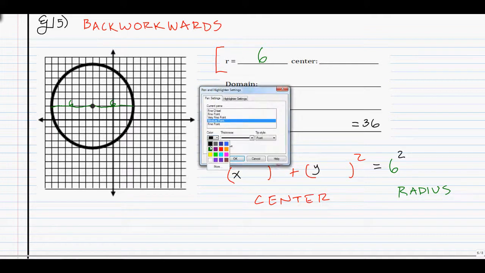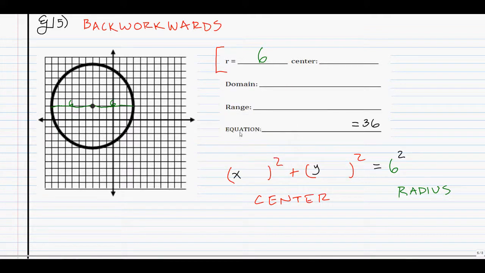So I'll switch back to red. And now let's look. What is my center? Let's start there. Well, I start at the origin and go, okay, my center's right there. That's going to be back 3, so negative 3, comma, positive 2. So negative 3, comma 2 is my center.